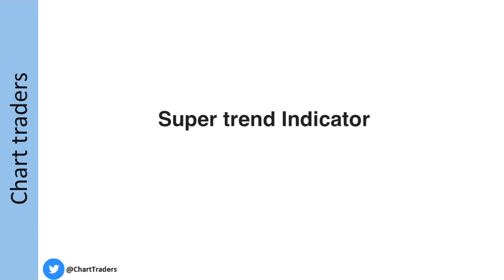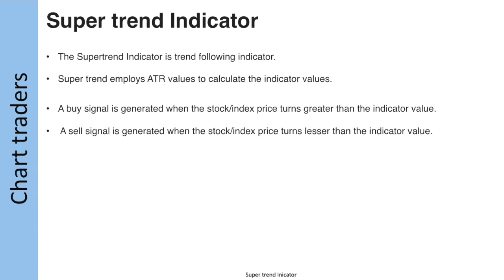So let's get started. The Super Trend indicator is a trend following indicator and it uses the ATR value to calculate the Super Trend indicator value. So what is ATR value? If you don't know what ATR value is, just watch my video on the ATR indicator. Now in the Super Trend indicator, a buy signal is generated when the stock price turns greater than the indicator value, and a sell signal is generated when the stock price turns lesser than the indicator value.